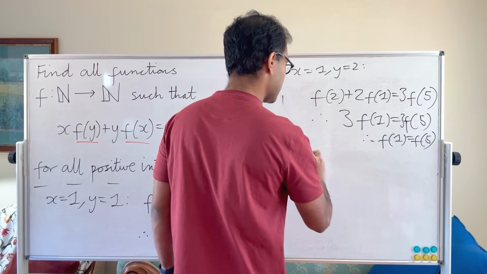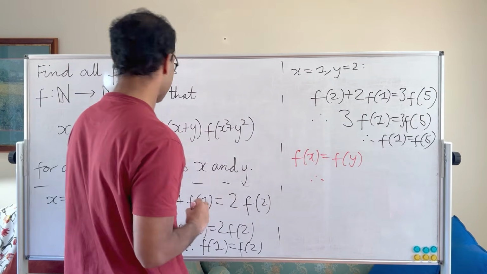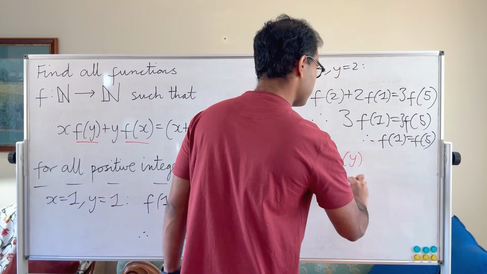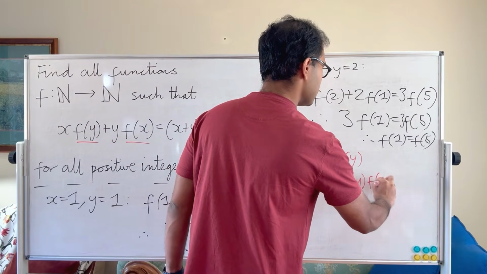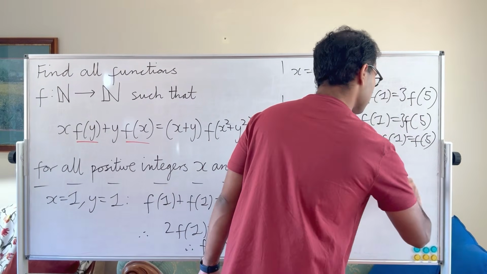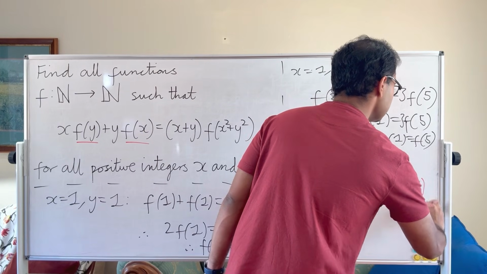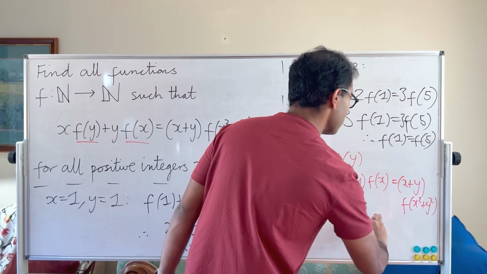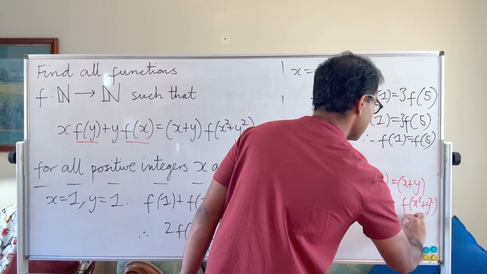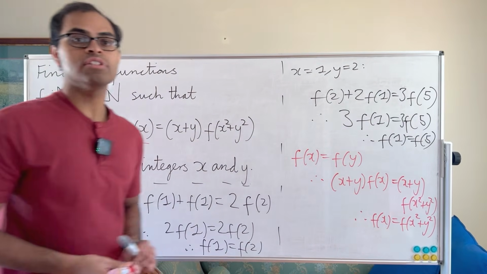So the conclusion is that if f of x is equal to f of y, then the functional equation implies that x plus y times f of x in this left-hand side is equal to x plus y times f of x squared plus y squared. Okay, so we're going to get some information in this situation. We're therefore going to get f of x is equal to f of x squared plus y squared. And that is a generalization of the two steps we just observed.